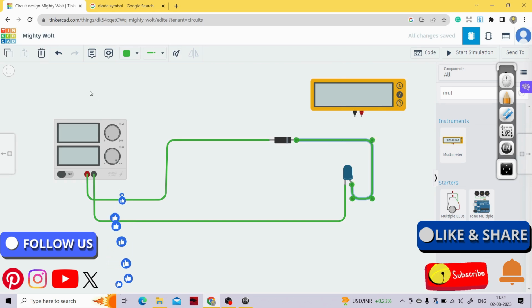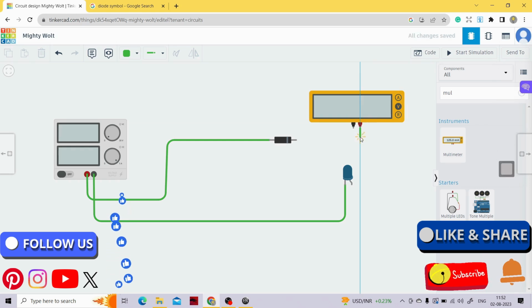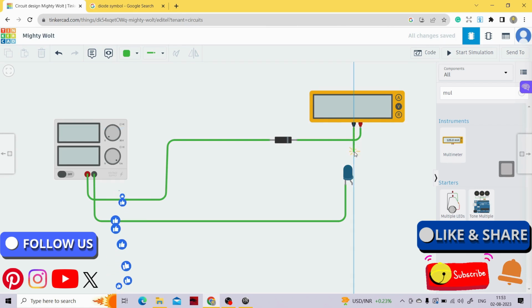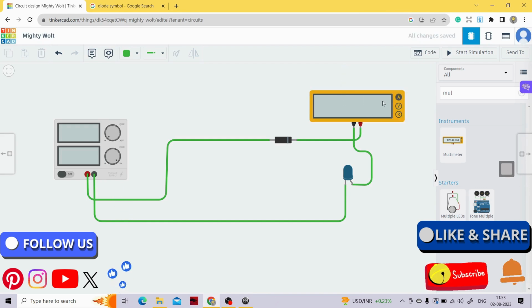Let me delete this particular wire, and obviously since your current should move in this particular direction, let me connect this wire in this way. Okay, so basically I'm connecting ammeter, and I hope you all know how to connect ammeter. We always connect ammeter in series. Great. Okay, let me set it to ammeter, amperage. Okay, and that's fine.